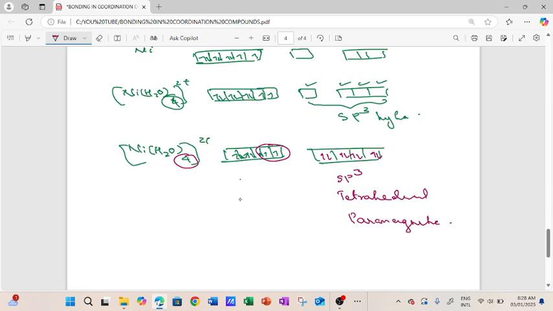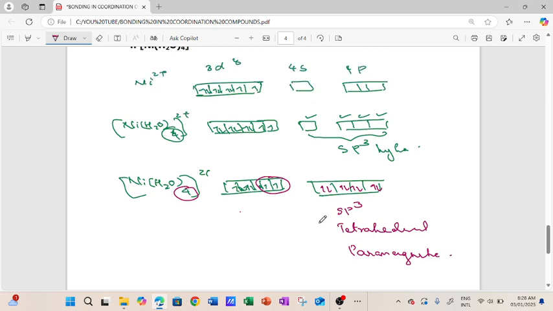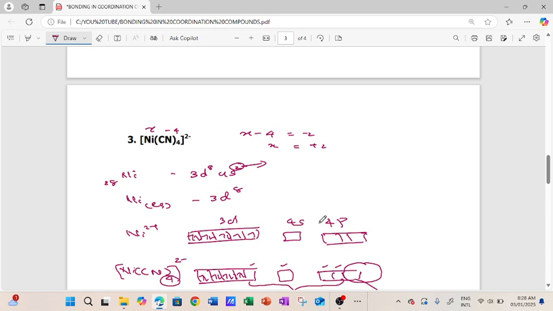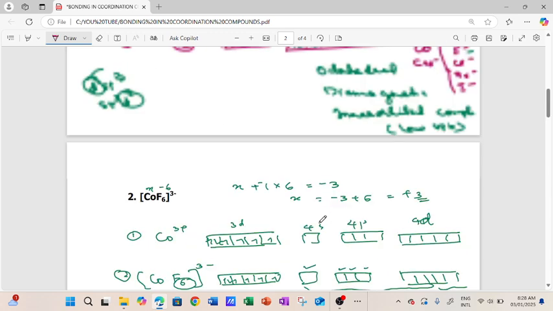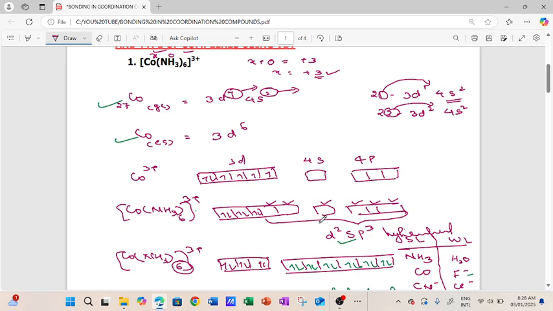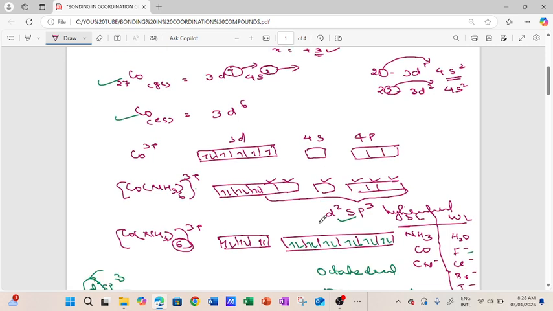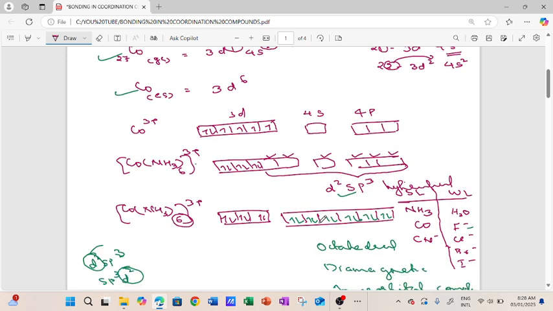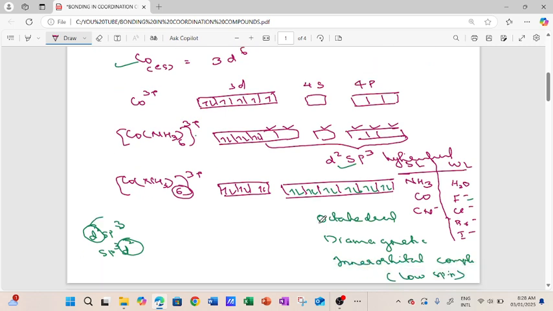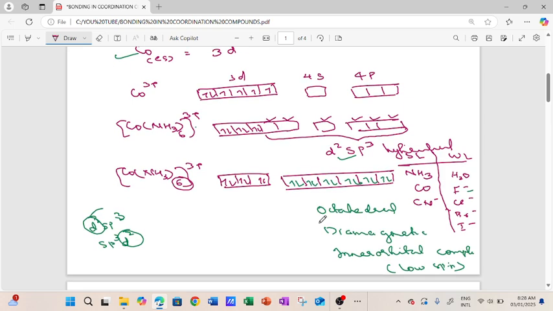And the type of complex, no need to mention. So this is how we can understand the geometry, hybridization, and magnetic behavior. The points to remember: first you write the oxidation state, then you remove the electrons, then you write the electronic configuration in the excited state, draw the orbital diagram, identify the strength of the ligand, do pairing if required, and then you check the coordination number, count how many hybrid orbitals are needed, then join and write the name of the hybridization, and those hybrid orbitals are filled with the paired electrons.